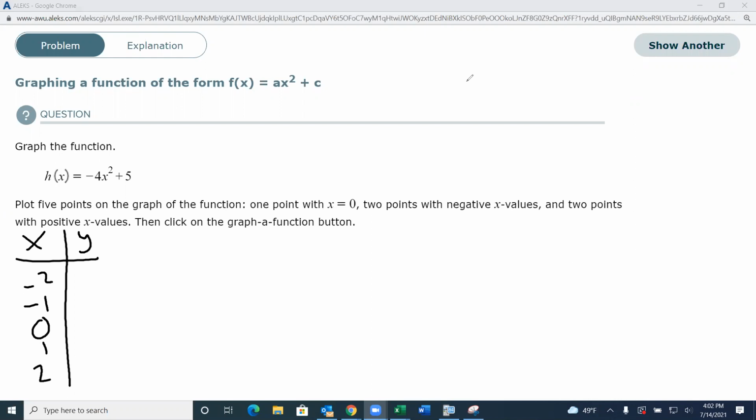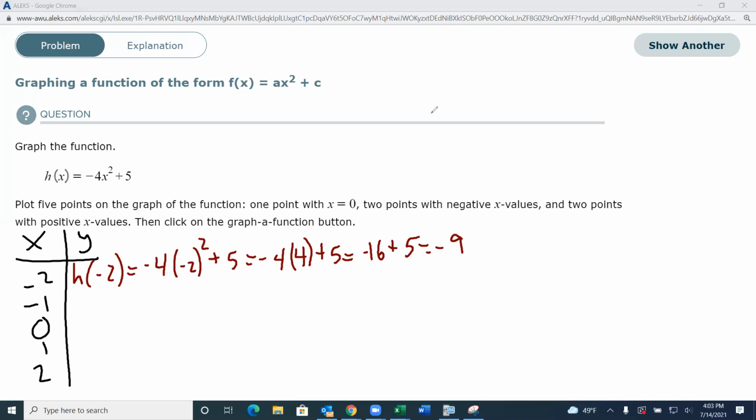Let's try this color. I don't care for it, but I don't use it very often. So we'll go H. I can hardly see that. Maybe it's because I'm colorblind. Let's do this. H of -2 is going to be -4 times -2 squared plus 5. Again, H of -2, that just means when x is -2, what's y? Let's find out. So we get a 4, and then a -16 in there, and then a -9.